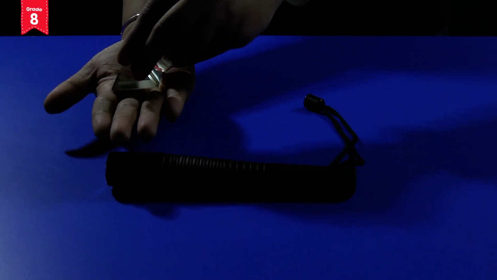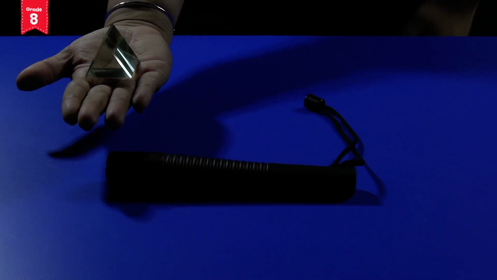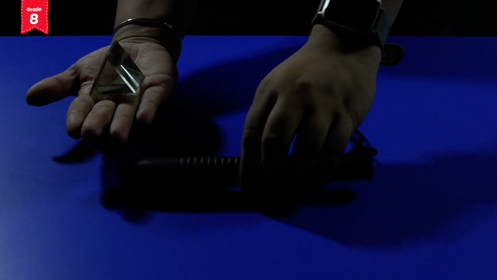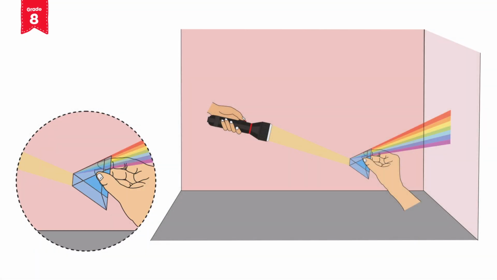Now, hold the prism in one hand and the torch in the other. Now, project the light of the torch towards a wall through the prism. Adjust the angle of the prism such that the light falls on the edge of the prism, like this.